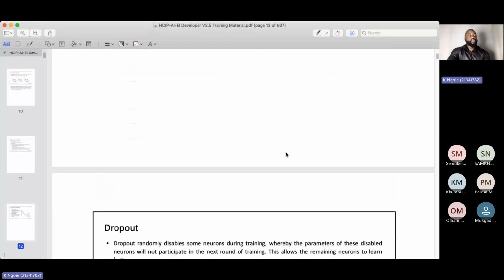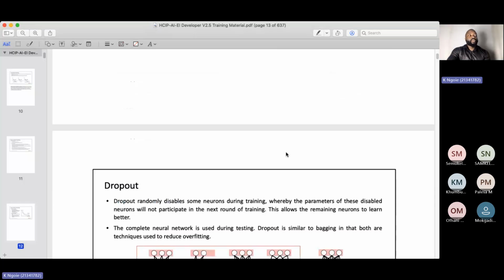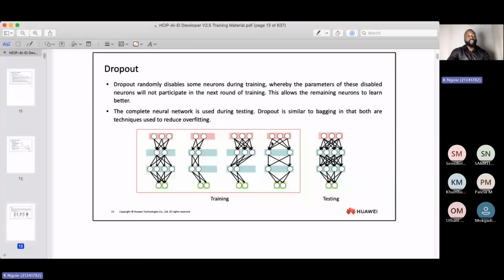So for dropout, this is what we talked about. You have the whole neural network. In training, you start dropping certain parts of the neural network. And then in testing, you can have the rest of the neural network. All right.